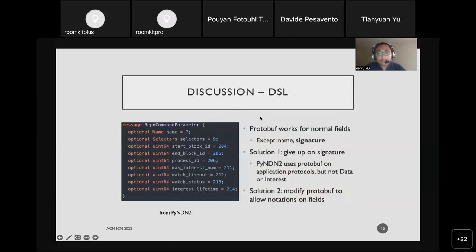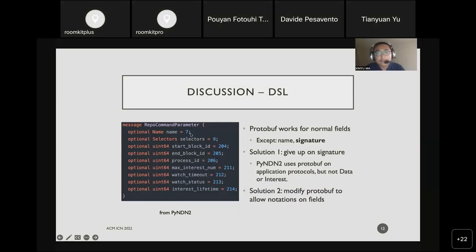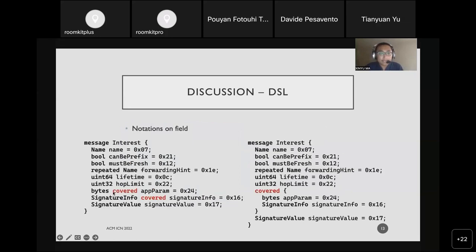The last thing we want to discuss is a domain-specific language to describe the TLV model. The old Python NDN library, PyNDN2, uses protobuf. It works fine because protobuf has a very similar structure to an NDN-TLV object, except that it cannot handle the name, and especially the signature. For this, one solution PyNDN2 uses is to give up on the signature, which means we use the protobuf language on all application protocols, which do not have a signature, but do not use it on data or interest. The second solution is to modify the protobuf language a little bit to allow the notation of covered fields. For example, we can add a covered keyword to indicate the fields that are covered by the signature, or maybe use braces to surround the fields that are covered by the signature.